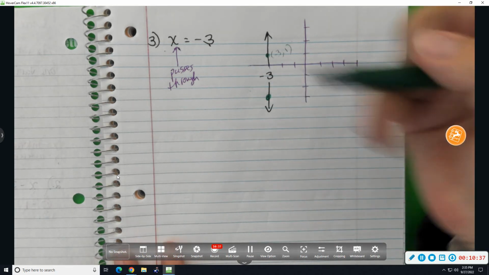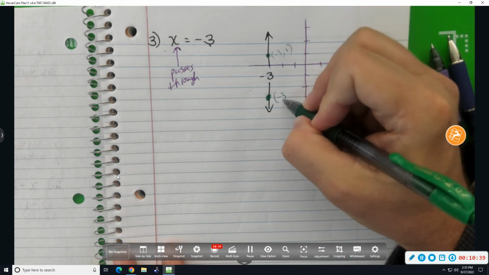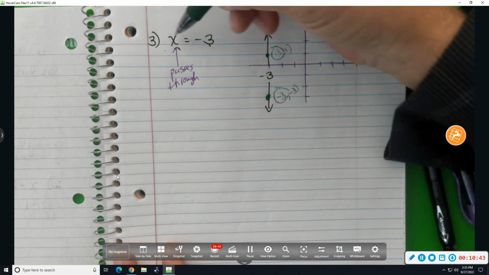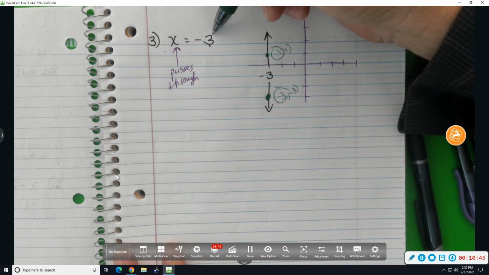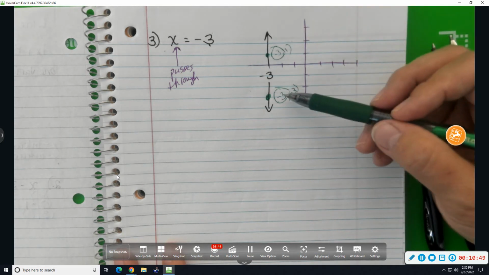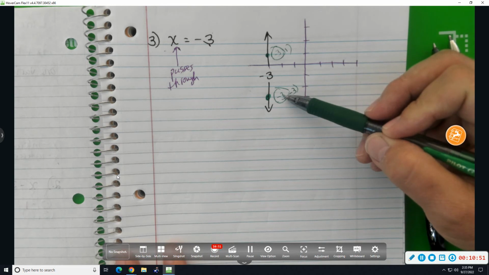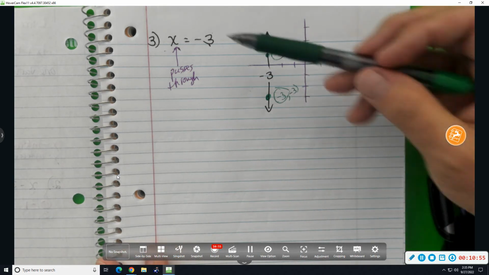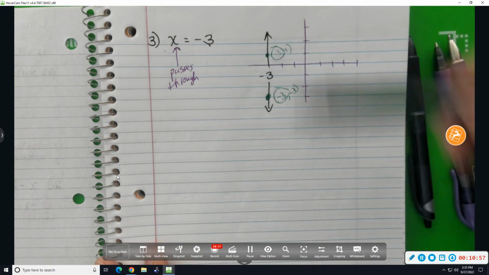-3. So what are we seeing? I think we're seeing a pattern. Every x value, every x is -3. This line contains every point that starts with an x value of -3. Any questions there? It should be clear why that equation describes that vertical line.